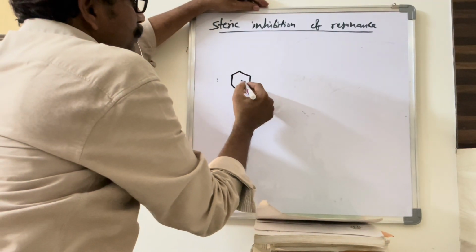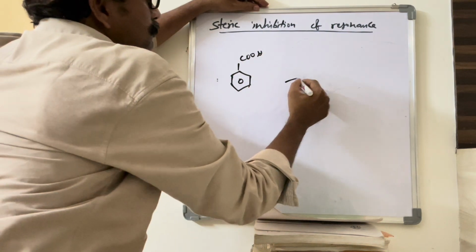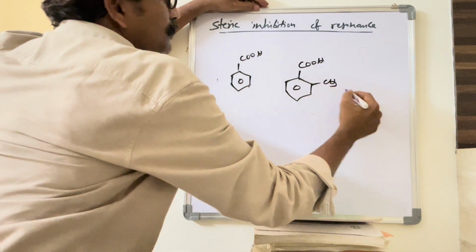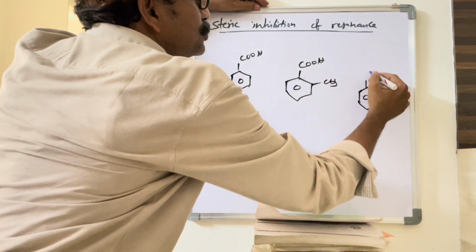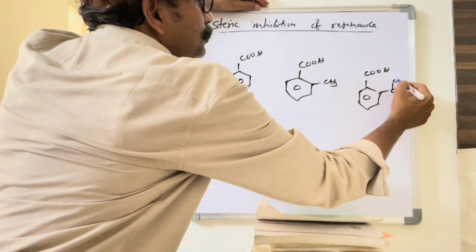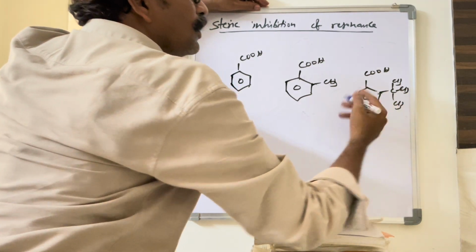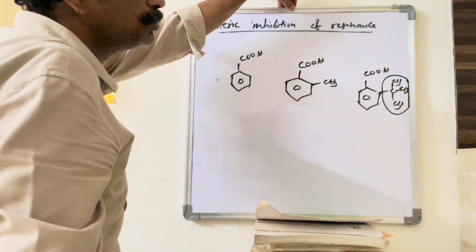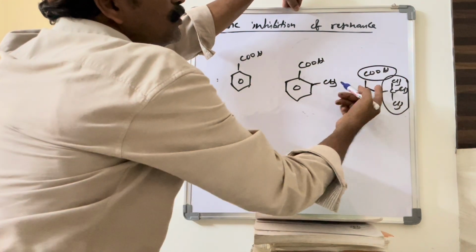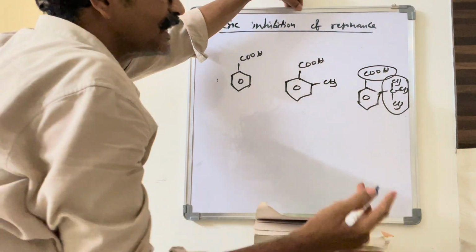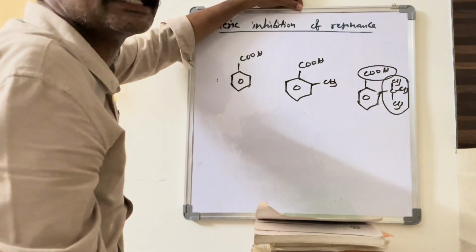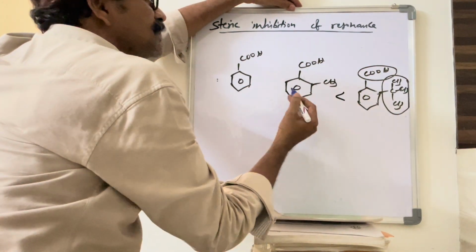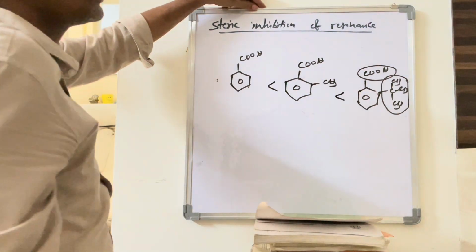When you take benzoic acid, ortho-methyl benzoic acid and ortho-tertiary butyl benzoic acid, among these three cases, because of the large size of the tertiary butyl group, greater steric inhibition of resonance is operated. Greater the steric inhibition of resonance, greater the acidic strength. That means the third one is more acidic than the second one. The second one in turn is more acidic than the first one.